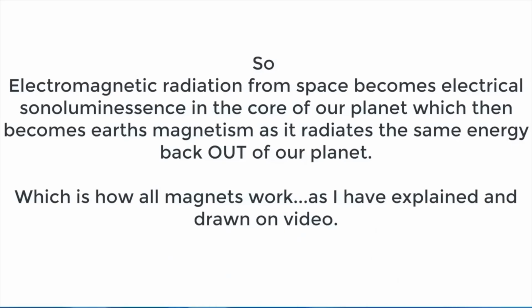So, electromagnetic radiation from space becomes electrical sonoluminescence in the core of our planet, which then becomes Earth's magnetism as it radiates the same energy back out of our planet, which is how all magnets work, as I have explained and drawn on previous videos.